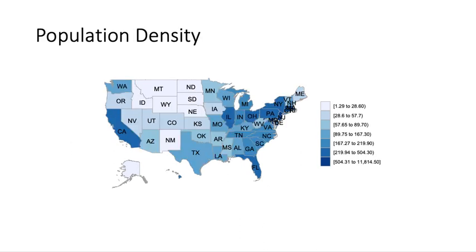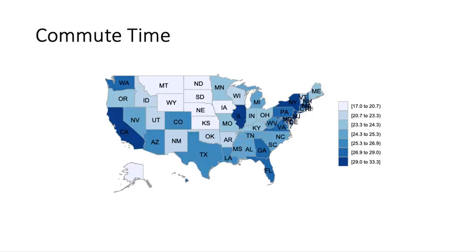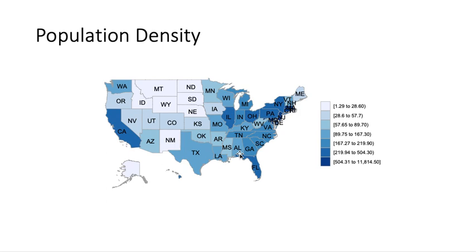This is that same map, but instead of showing commute time, it's showing population density. Okay, so how many people live per square mile. And you can see they look almost identical. Right, so this is commute time, and this is population density.